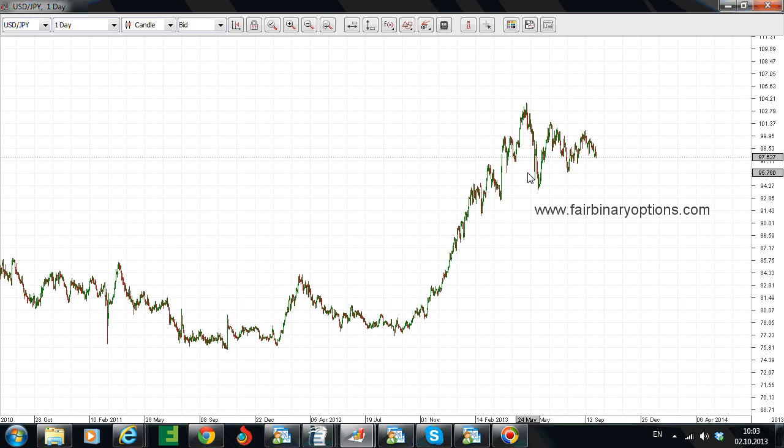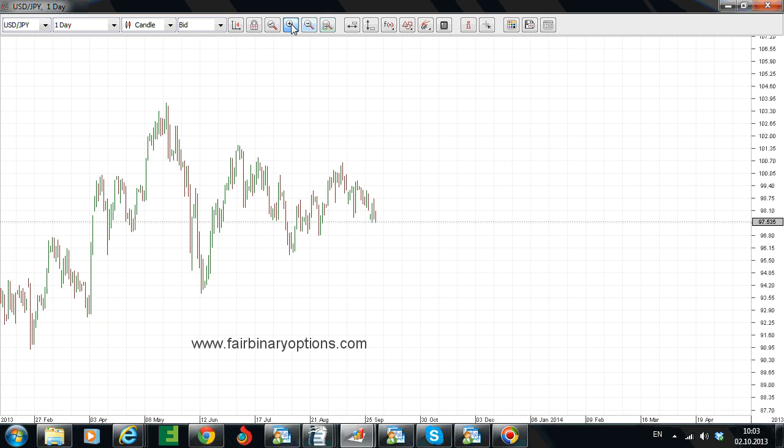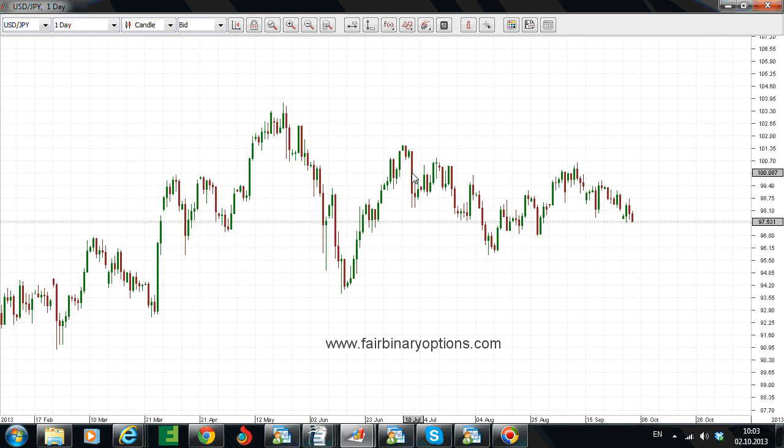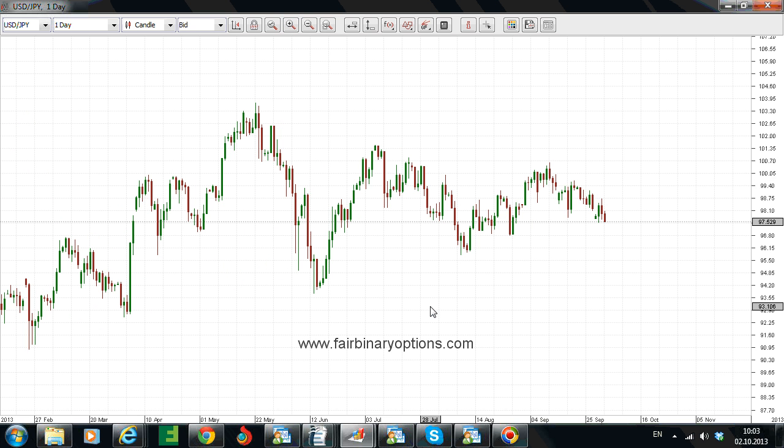What does a reversal pattern mean? It means that price is going to the upside here in an uptrend, consolidates in a contracting triangle, and then breaks to the downside. Now how to treat this one when you are trading binary options, because this is the daily chart? Well, it's fairly simple.